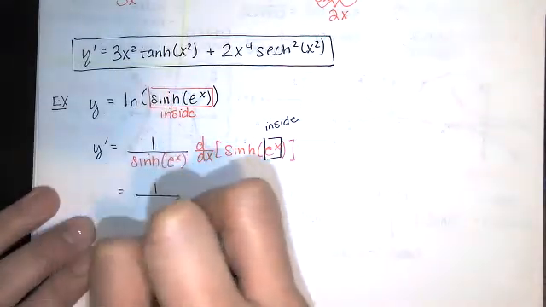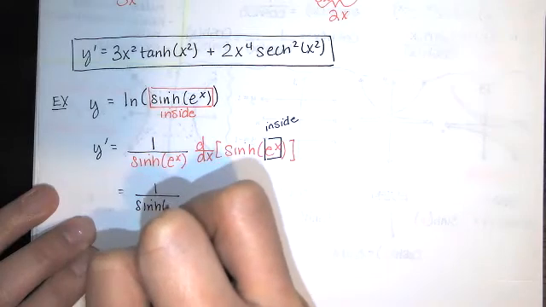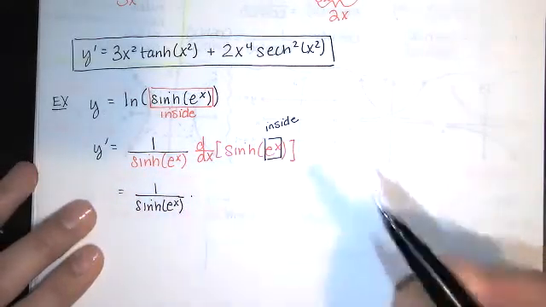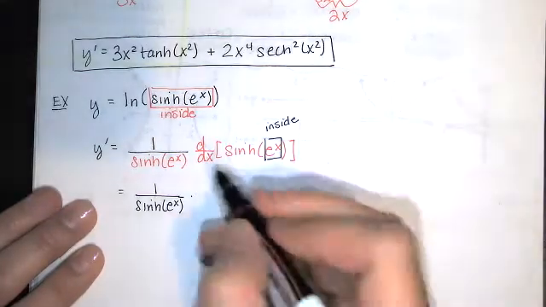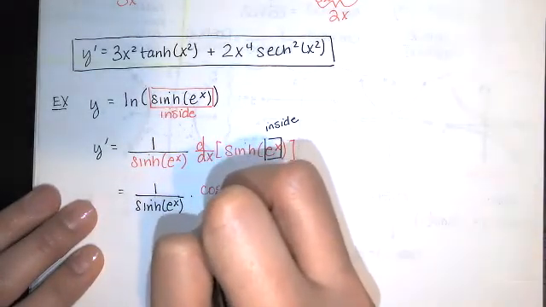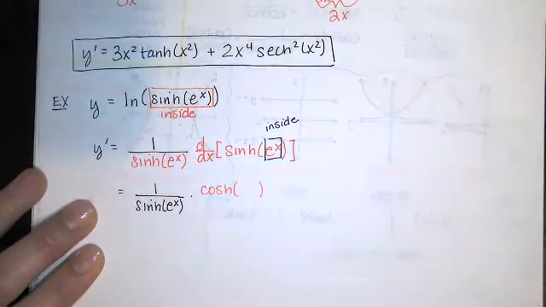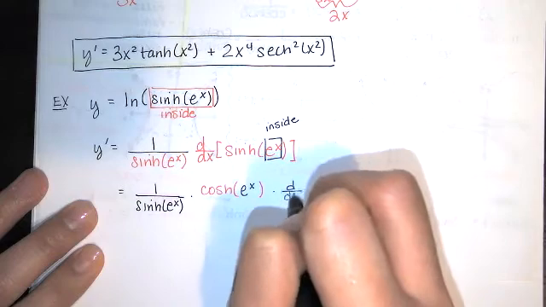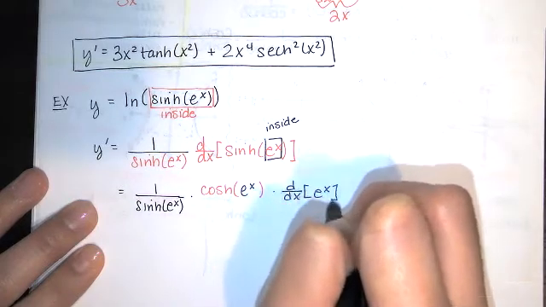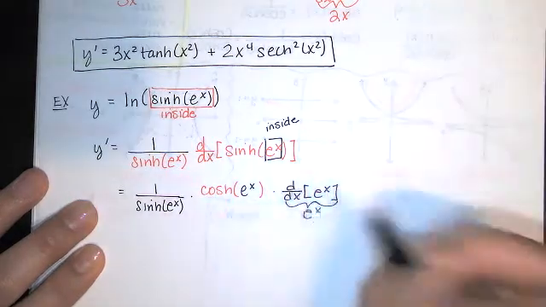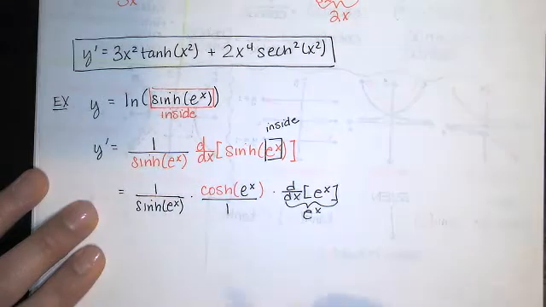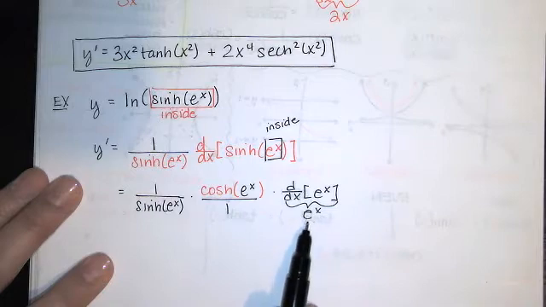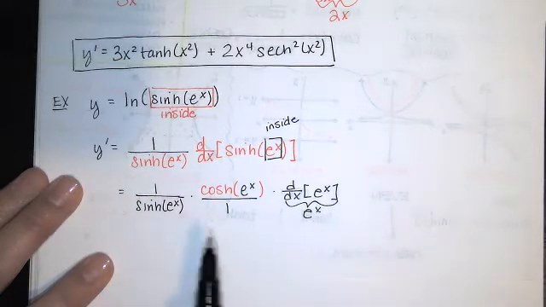So I've got 1 over hyperbolic sine of e to the x times the derivative of hyperbolic sine of a function. The derivative of hyperbolic sine of a function is the hyperbolic cosine of that function times the derivative of the inside. And the derivative of the inside is just e to the x. So now I've got this times this, and that's an e to the x over 1. Or you could just bring it out front.